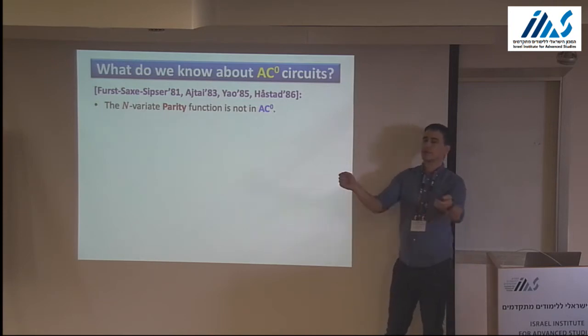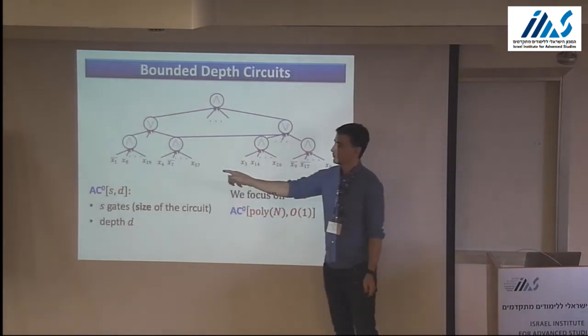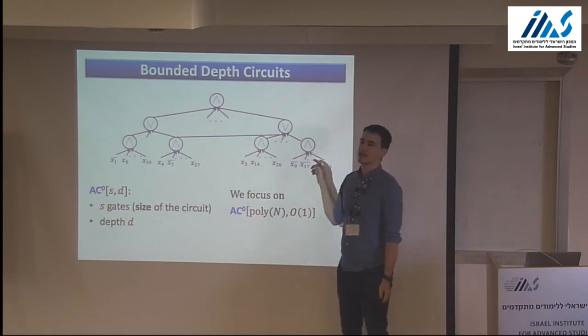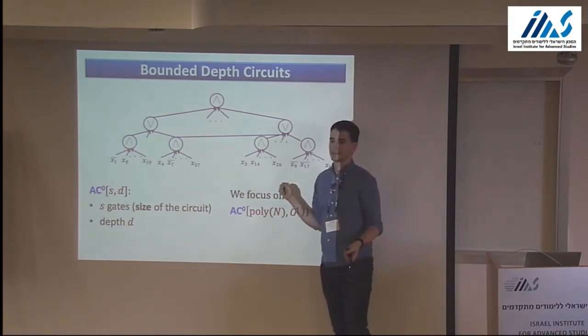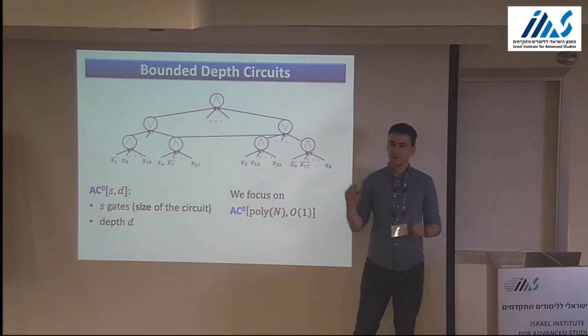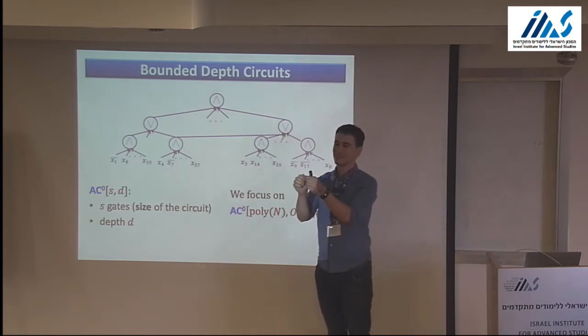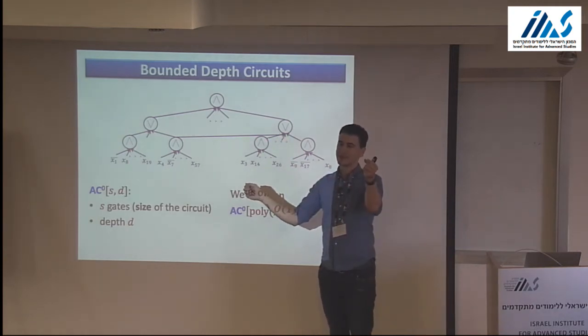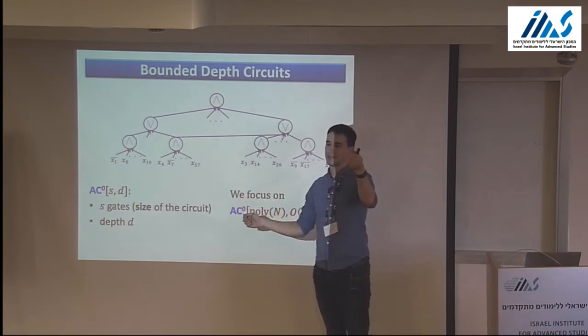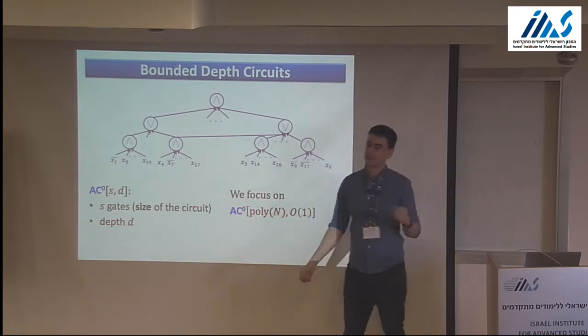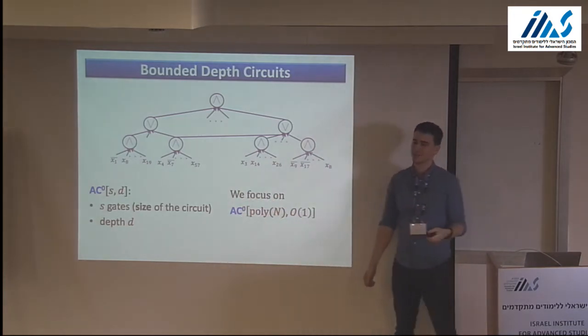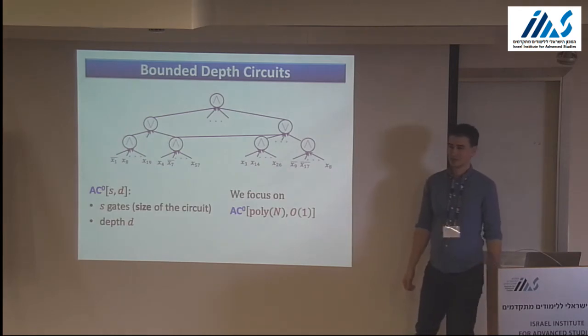The parity of all the bits. So I just want to check if the parity of x1 up to x capital N is odd or even. And if you think of the oracle, it's like I want to look at the entire truth table of the oracle and say whether I have an even number of ones or an odd number of ones. And it seems hard to do with querying a few locations.